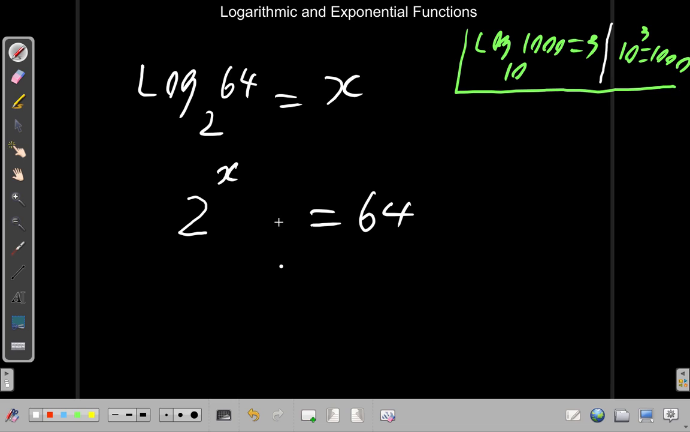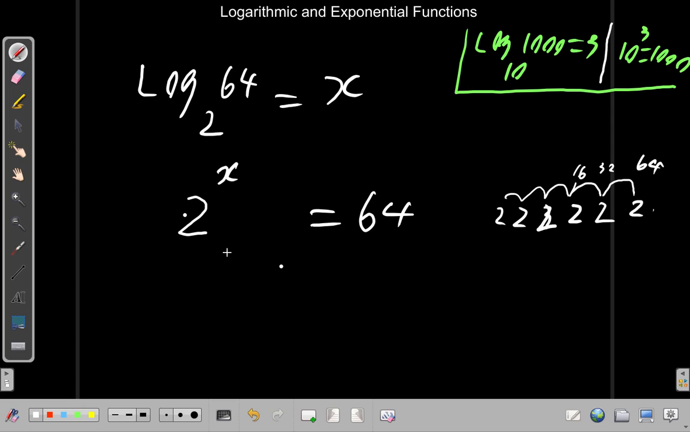Then I say, x is telling you how many 2's you have to multiply together to give 64. How many 2's? Let me see. Two 2's, you get 4. Three 2's, 4 times 2 is 8. Four 2's, 8 times 2 is 16. This gives you 16 so far. Add another 2: 16 times 2 gives you 32. Add another 2: 32 times 2 gives 64. Good. 1, 2, 3, 4, 5, 6 2's.